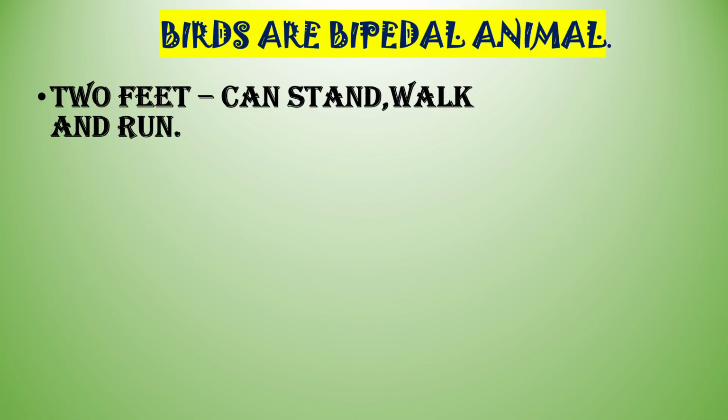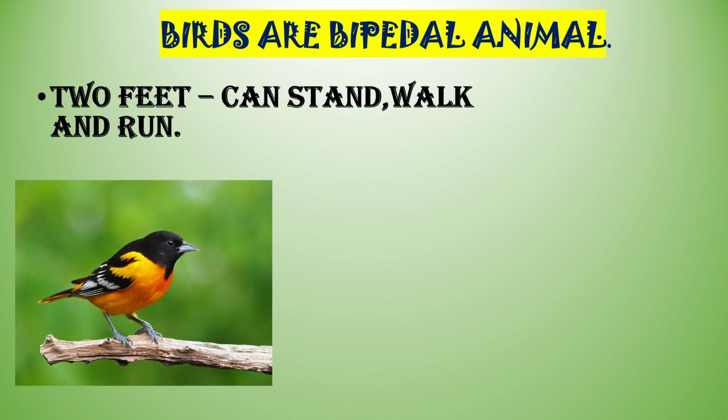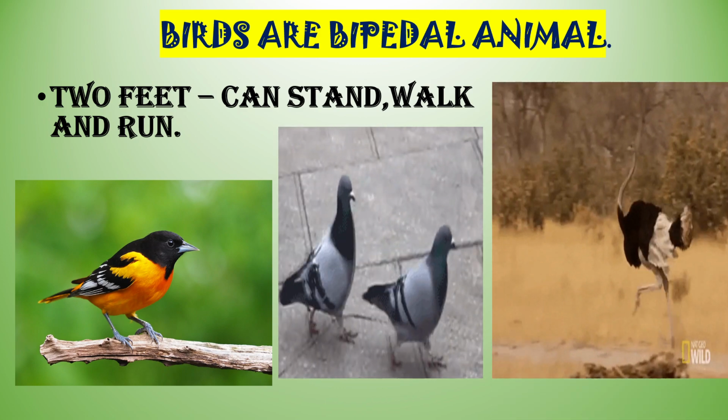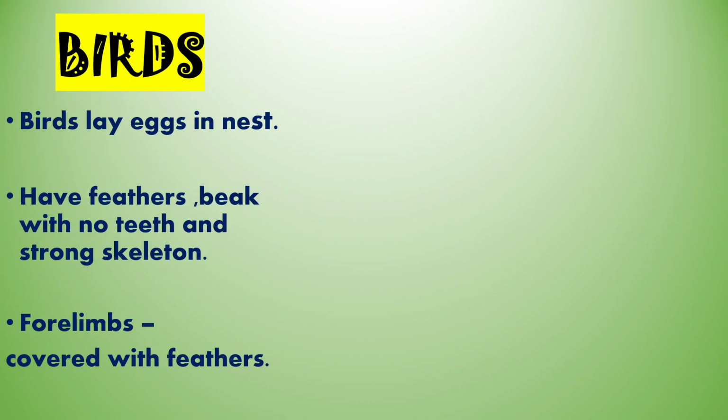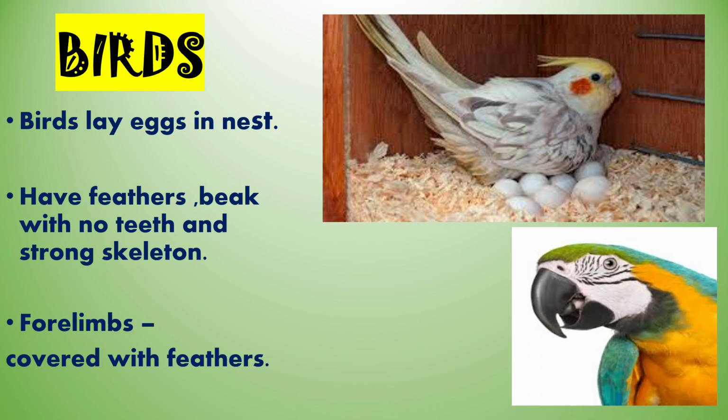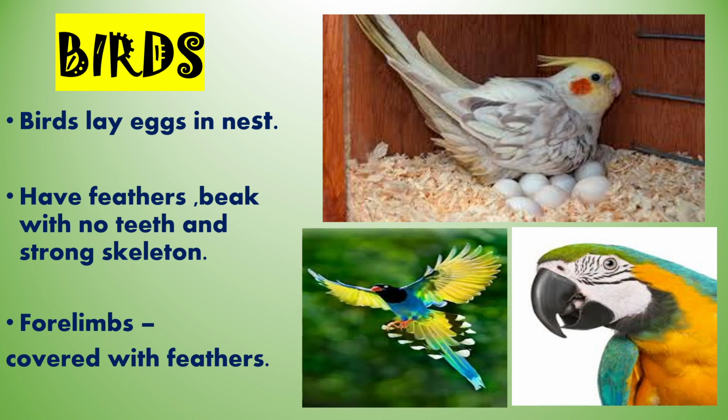Birds are bipedal animals, which means they have 2 feet to stand, walk or run. Birds lay eggs in the nest. They have feathers, a beak with no teeth and a strong skeleton. Birds have 4 limbs, and the forelimbs are covered with feathers and called wings, which help them to fly.